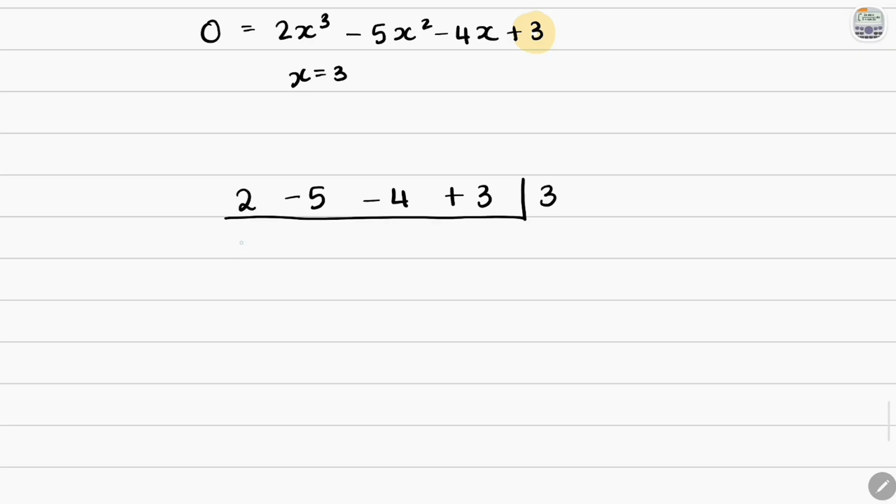Then we drag down the 2. And then we say 2 multiplied by 3 gives us 6. 6 minus 5 gives us 1. 1 times 3 gives us 3. 3 minus 4 gives us negative 1. Negative 1 times 3 gives us negative 3. And negative 3 plus 3 is 0. It should always end at 0, and that's how you know that your factors are correct.